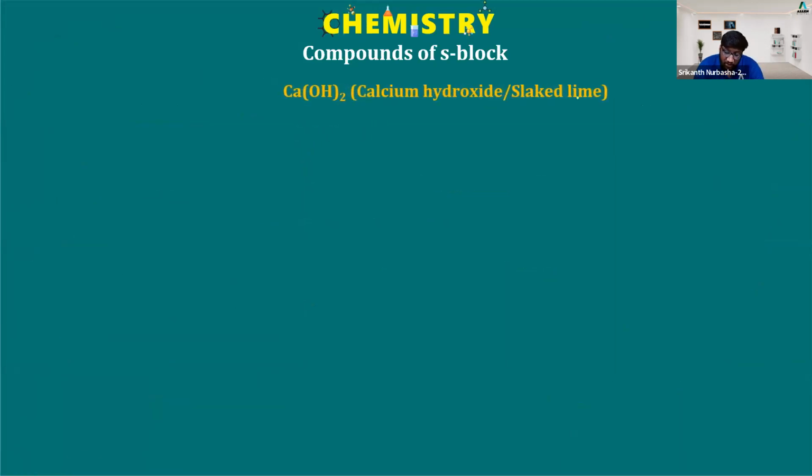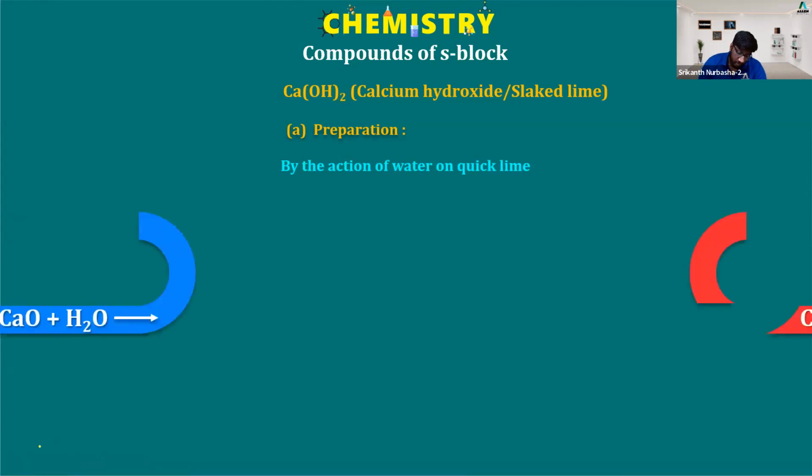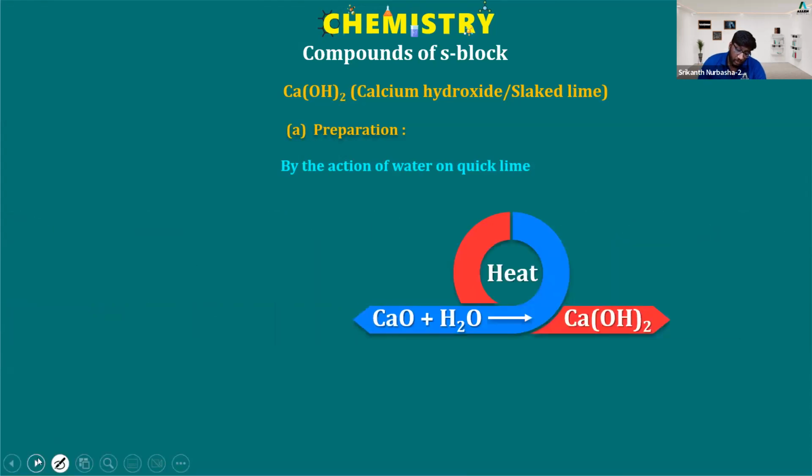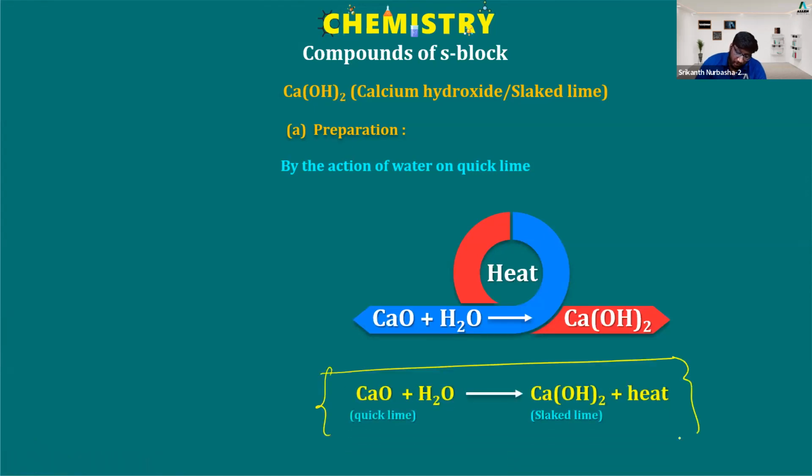Ca(OH)2 taken twice is calcium hydroxide or slaked lime. How is this obtained? Ca(OH)2 is actually obtained when you treat CaO with water, that is, hydrolysis of quicklime produces calcium hydroxide. Quicklime, if you do the hydrolysis, you will produce slaked lime or calcium hydroxide.